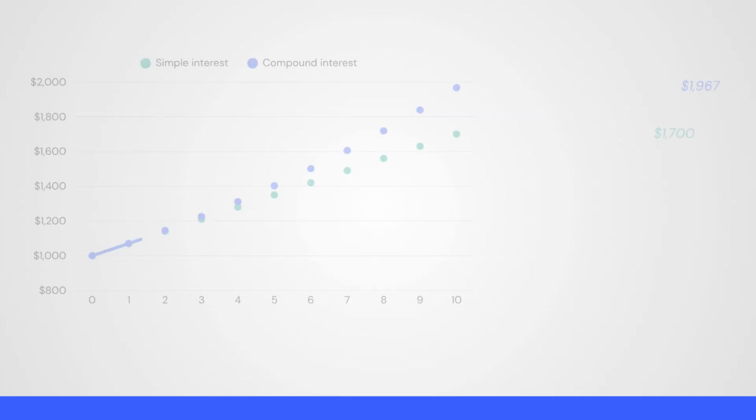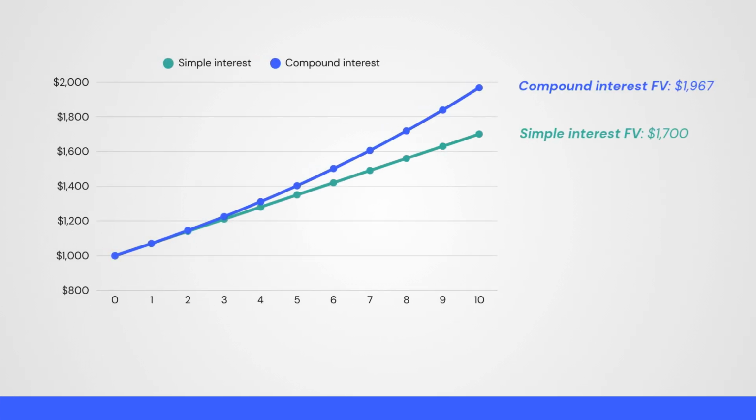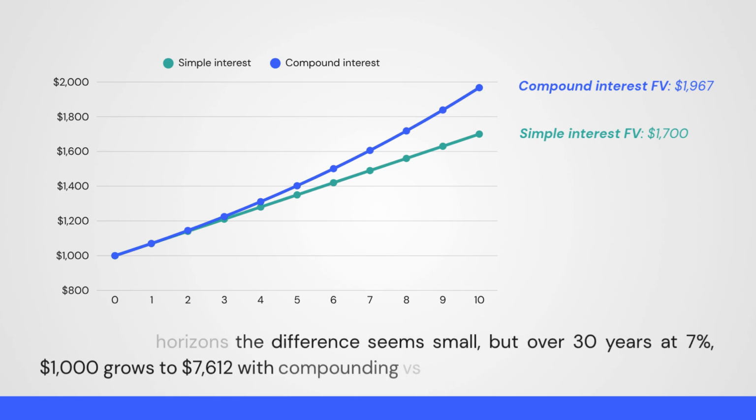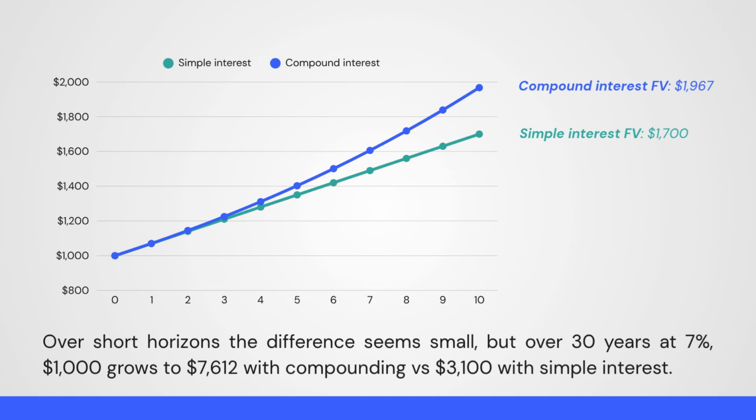Over just a few years, that difference looks small, the two lines barely separate. But compounding is a snowball, and time is what makes it grow. Stretch the horizon out to 30 years at 7%, and the same $1,000 becomes about $7,600 with compounding versus only $3,100 with simple interest. More than double. This is why the compounding formula is worth committing to memory.